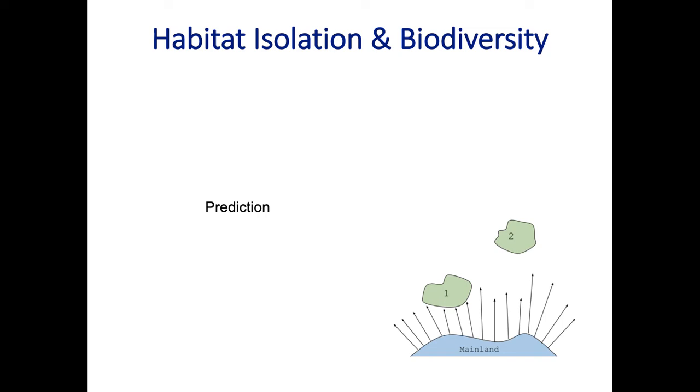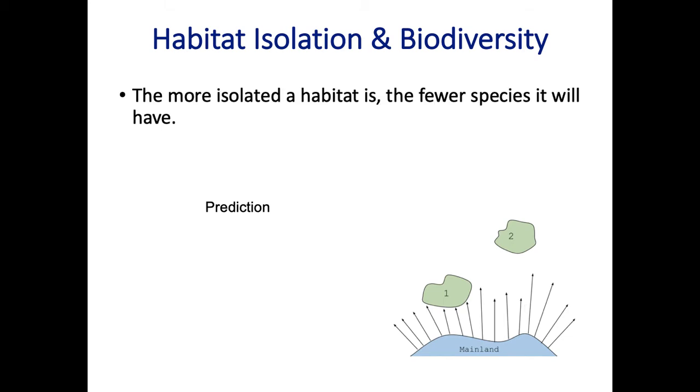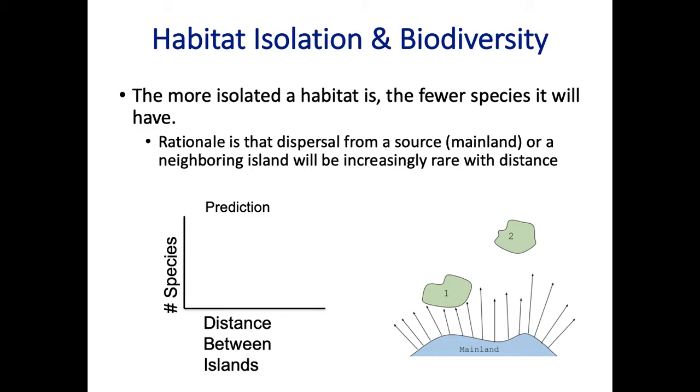How about isolation? We have two islands here. One is closer to the mainland than the other. Which one do you think would have more species? Basically, we see that when islands are farther away, they tend to have fewer species. So if the habitat is more isolated, it'll have fewer species.